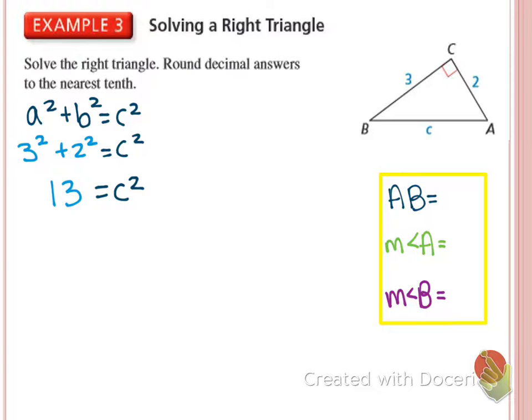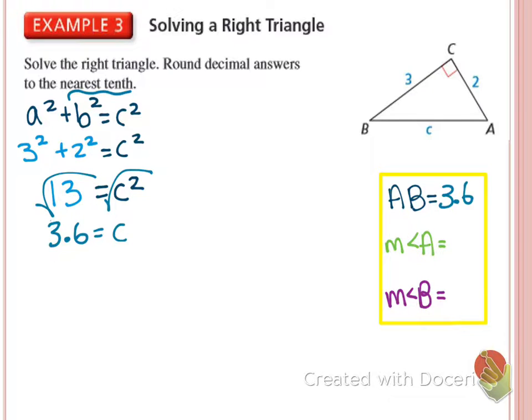So 13 equals c squared. Take the square root. We are rounding to the nearest tenth, which is 1 decimal place. So what do we get? 3.6? Okay. So again, I would just go back over here and write it in 3.6.